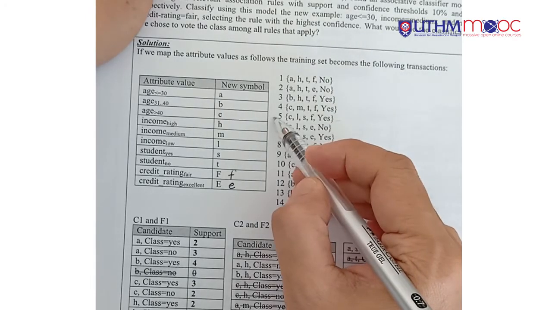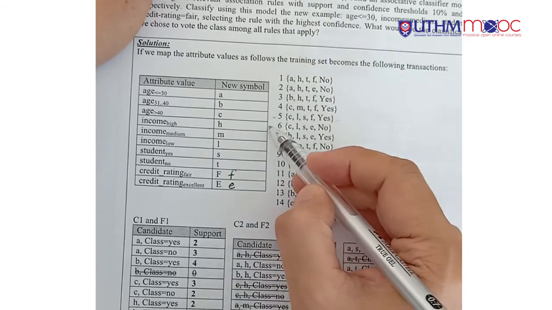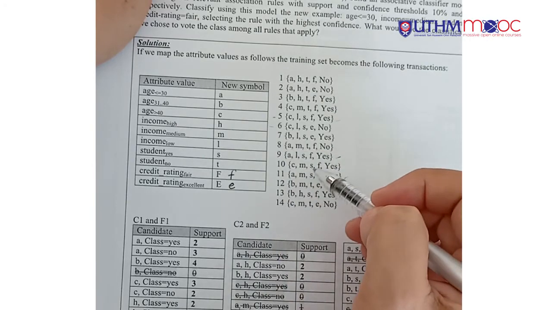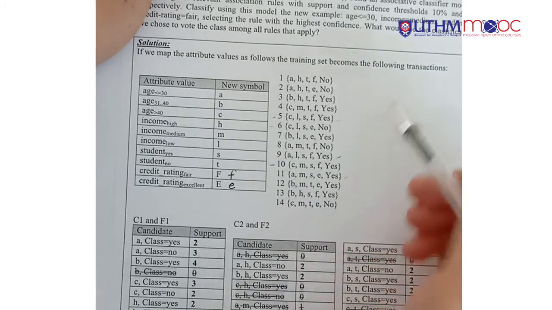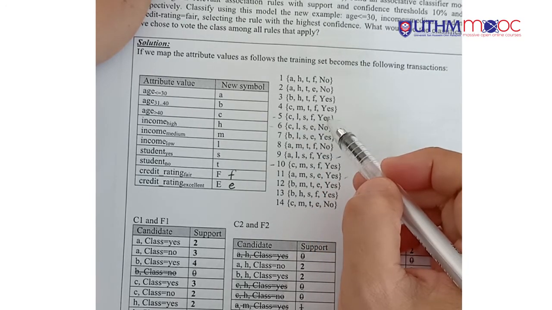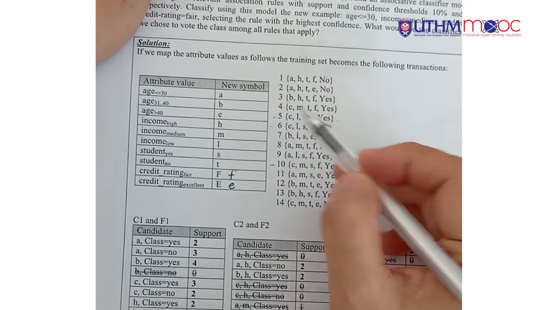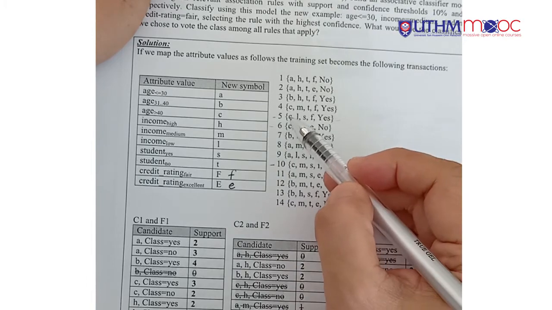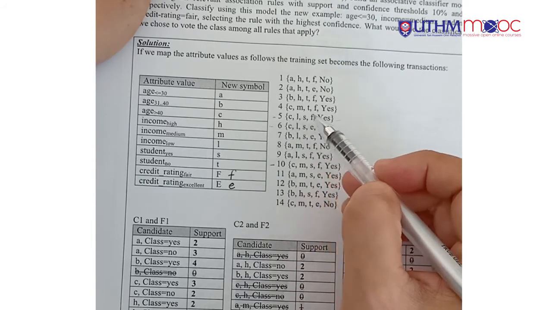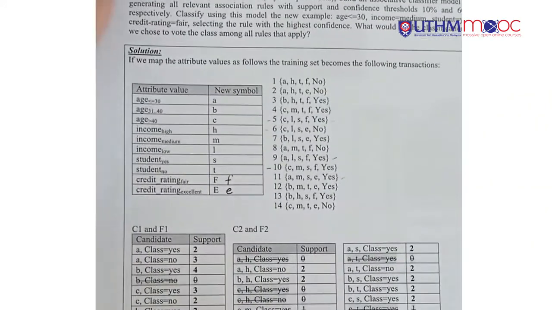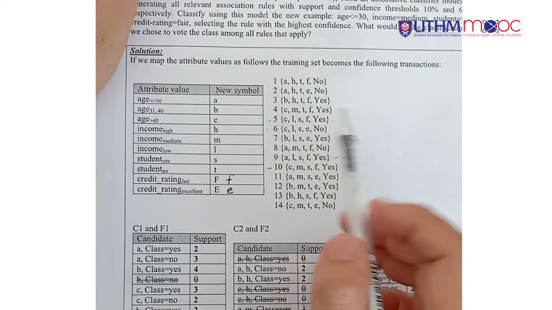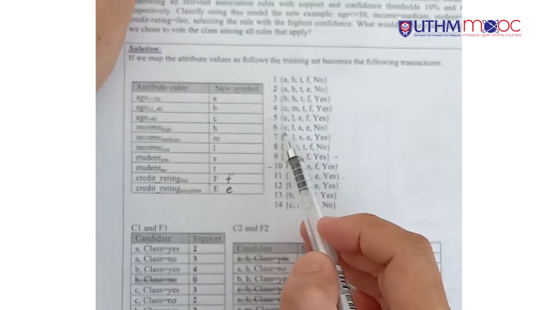So we have 1, 2, C and S. And this one, 3. Is there any more? No. So we have 3 transactions that have items C and S. Yep, C and S. So I have 3 transactions that contain items C and S.